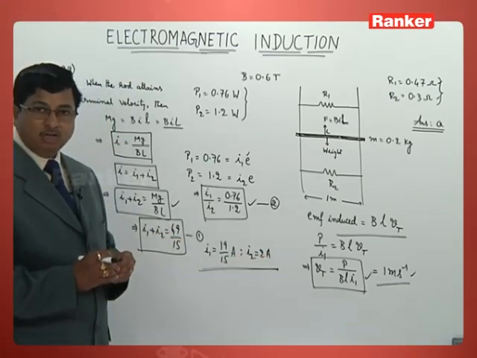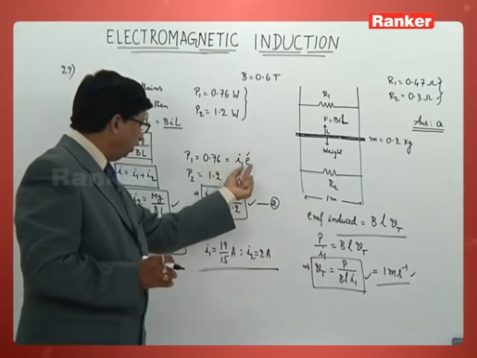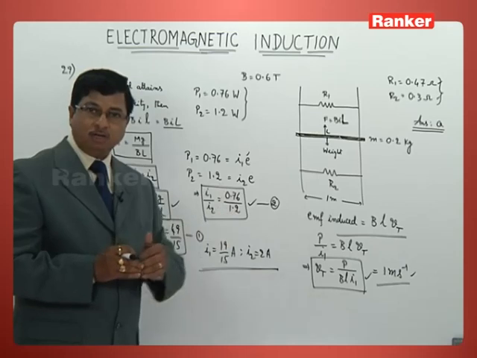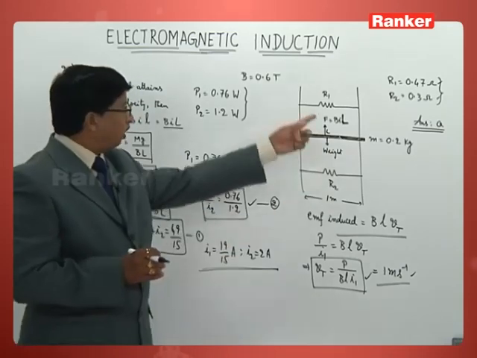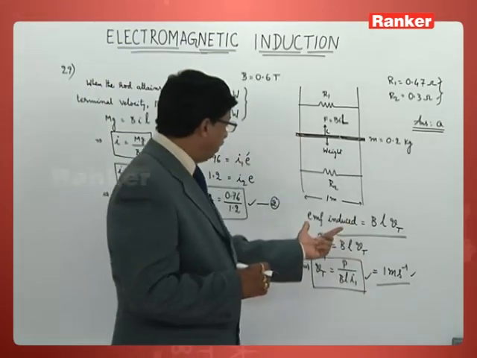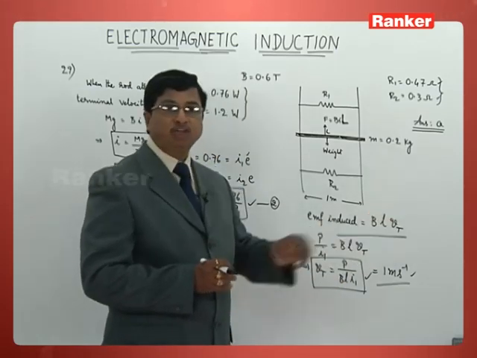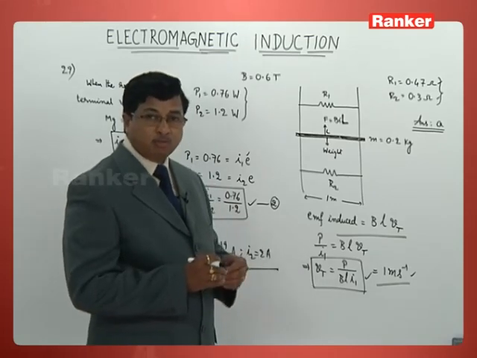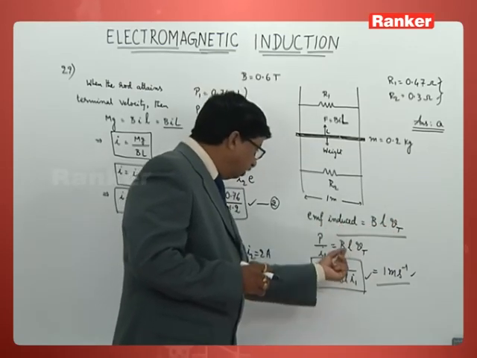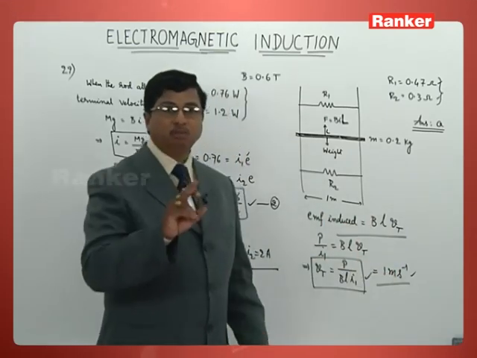Then estimate the values of R. R1 is equal to E by I1. E we are already getting here, so you can calculate the E value. So E by I1 is R1, E by I2 is R2. So R1 will be 0.47 ohm, R2 will be 0.3 ohm. And for terminal velocity, when you want induced EMF, it is BLV. That is the motional EMF we used to calculate in this case. So terminal velocity will be the value of induced EMF by BL, which you can directly calculate as 1 meter per second.